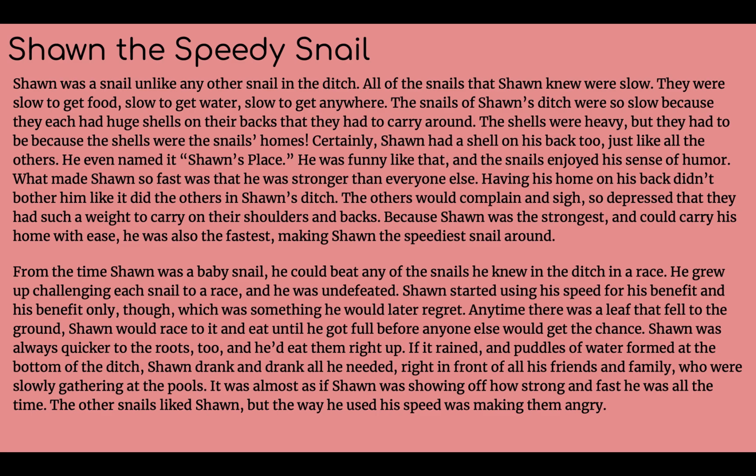Shaun started using his speed for his benefit, and his benefit only, though, which was something he would later regret. Anytime there was a leaf that fell to the ground, Shaun would race to it and eat until he got full before anyone else would get the chance. Shaun was always quicker to the roots, too, and he'd eat them right up. If it rained and puddles of water formed at the bottom of the ditch, Shaun drank and drank all he needed right in front of all of his friends and family, who were slowly gathering at the pools. It was almost as if Shaun was showing off how strong and fast he was all the time. The other snails liked Shaun, but the way he used his speed was making them angry.